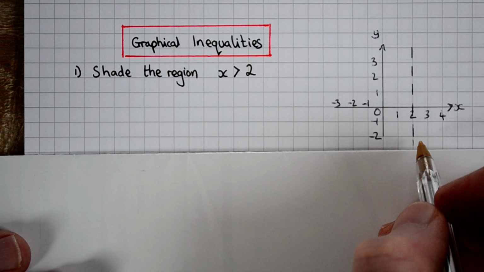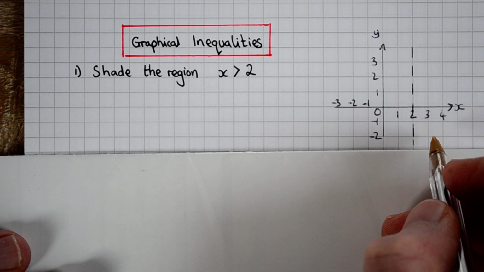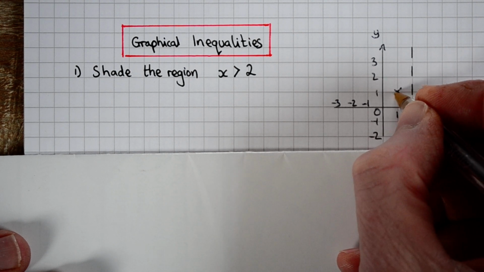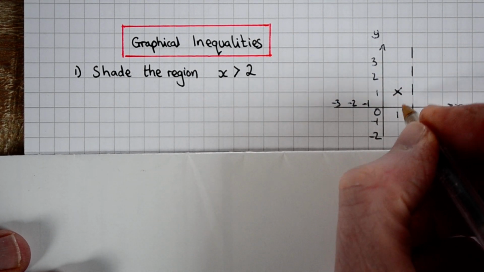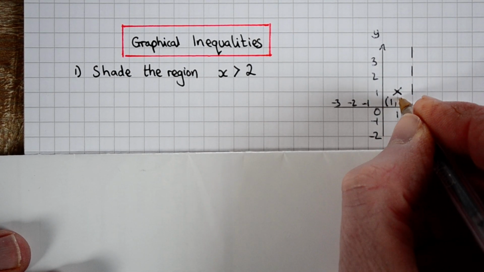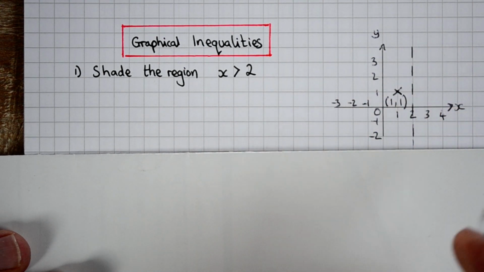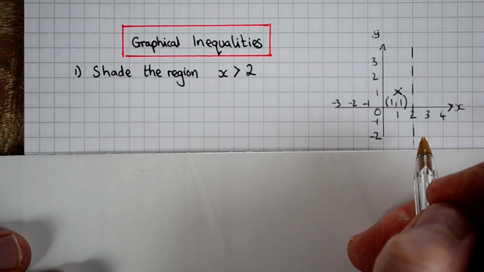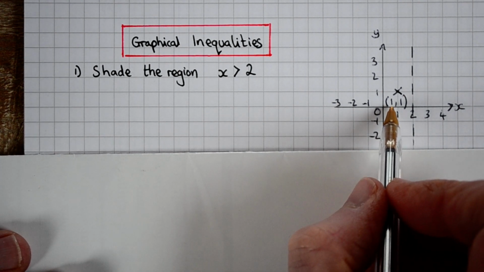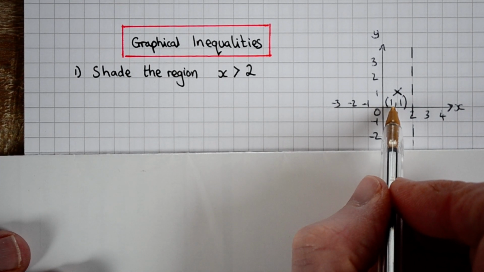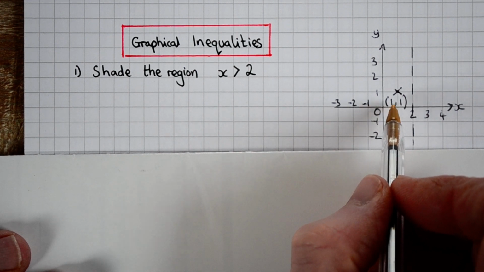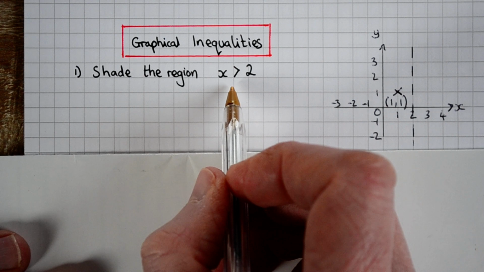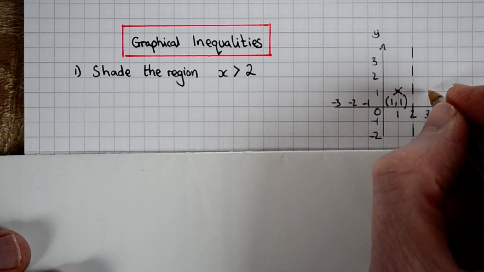If we're not sure, it's a good idea to try a point either side of the line until we are sure. So let's try a point to the left of the line. The coordinates of that point are (1, 1), and we're interested in the x coordinate. We want to know when x is greater than 2. So what's the x coordinate here? It's 1. Does 1 satisfy this inequality? Is 1 greater than 2? Well, no, it's not, is it? So it must be the other side.